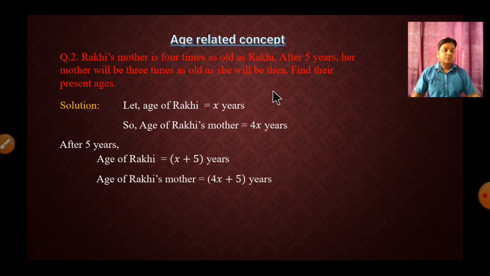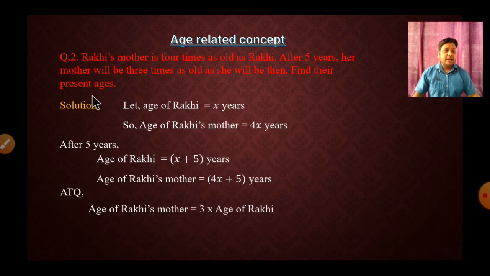Now, it is written after 5 years, her mother will be 3 times as old. Okay. So according to question, we have to put the value of age after 5 years, not the present age. So after 5 years, the first comparison is her mother. It means we will write age of Rakhi's mother. And here on the right-hand side will be 3 times as old as she will be. So 3 into age of Rakhi. And these two ages are the age of Rakhi and Rakhi's mother after 5 years.